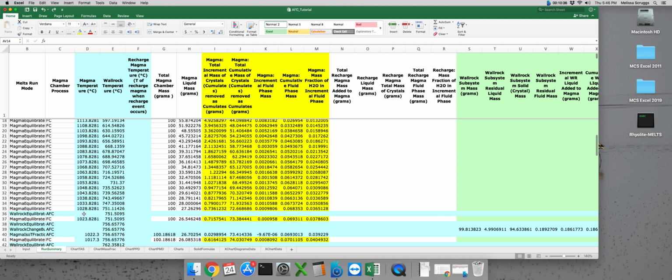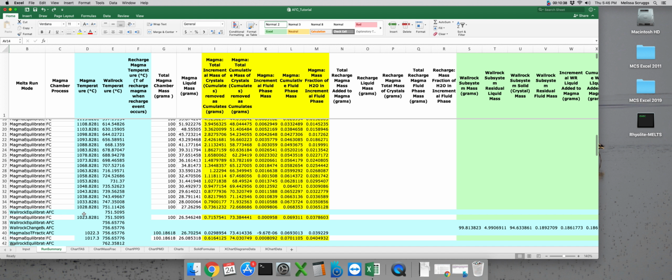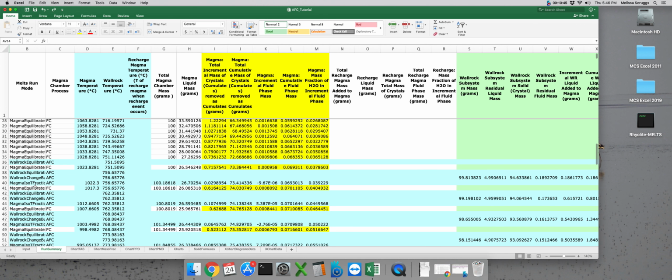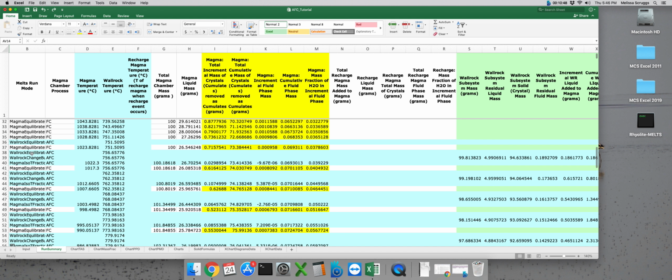Let's scroll down a bit to where the action is happening, to where the cells are highlighted in cyan. The first thing I'd like to point out is in that column B, the text has now changed from magma equilibrate to one of 3 different wall rock calculation functions. So the first cyan row is by itself, and it's a wall rock equilibrate step. These are triggered once the set FM0 value of liquid is accumulated in the wall rock subsystem.